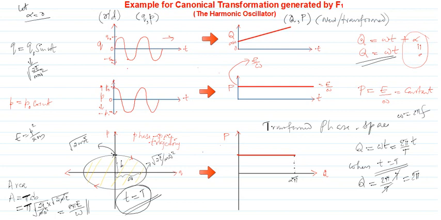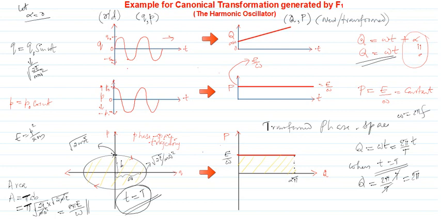Now let me find out what's the area that has been covered by the phase space within the same comparable time of one time period. And of course one thing I just left out: what is this P equal to? Of course this P is remaining always equal to E by omega. So this is E by omega.